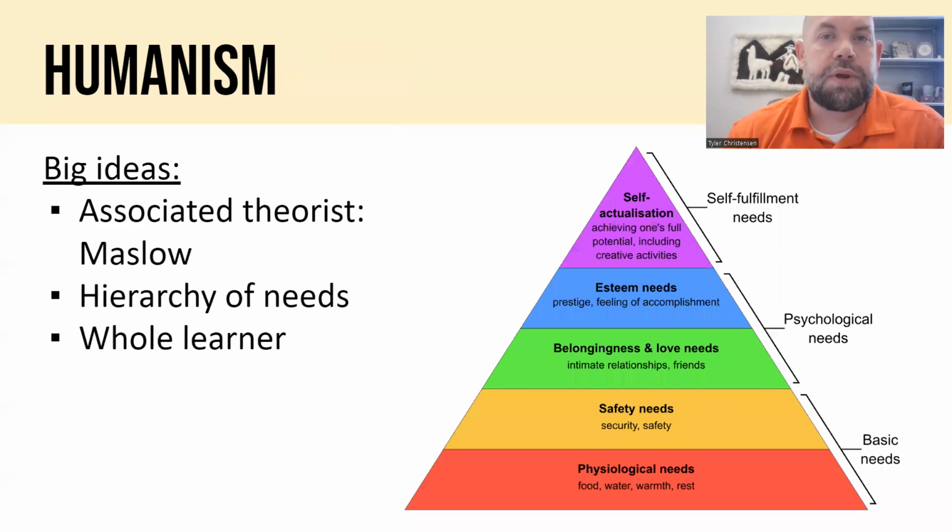And finally, we have humanism, and this is Maslow's hierarchy of needs. If we look at this pyramid down here at the bottom, food, water, warmth, and rest, and we know this from being in class, like if it's too cold, it's hard to concentrate and to learn. If you need to go to the bathroom, it's hard to concentrate and to learn. If you're hungry, if you haven't eaten for a long time, it's hard to concentrate and to learn. And so we need to take care of those basic needs first.